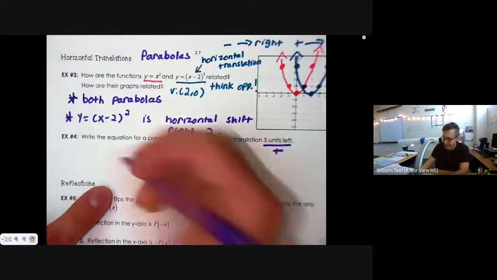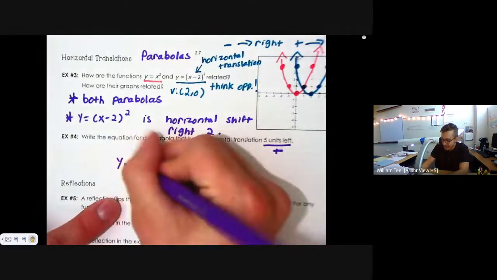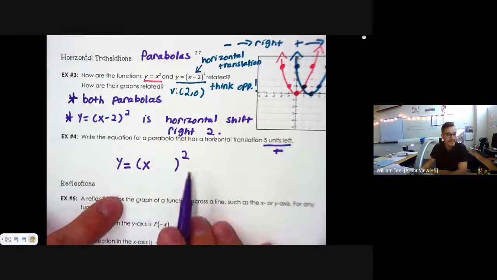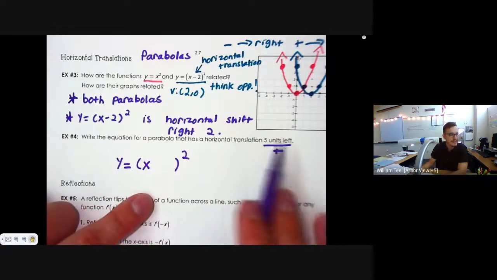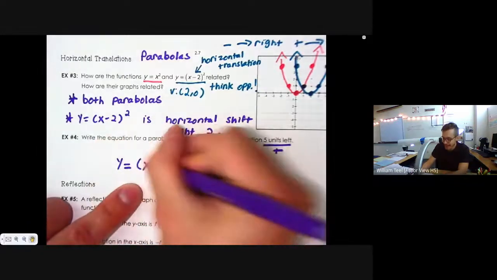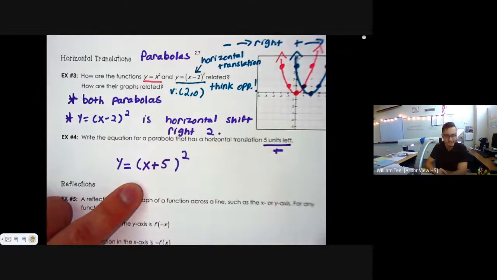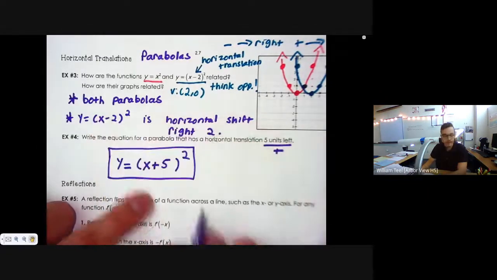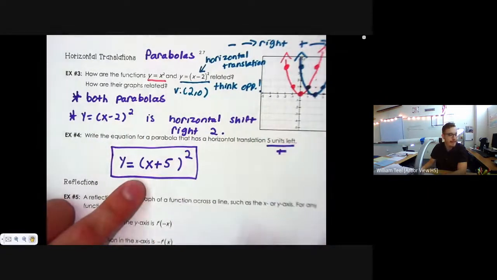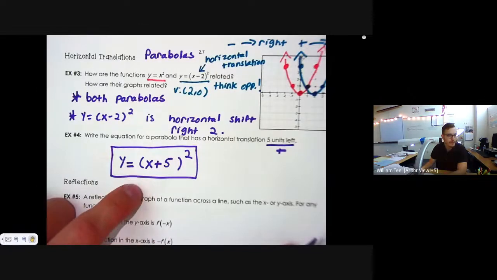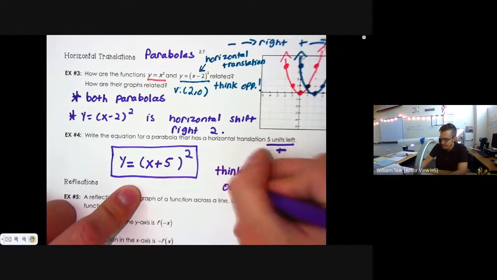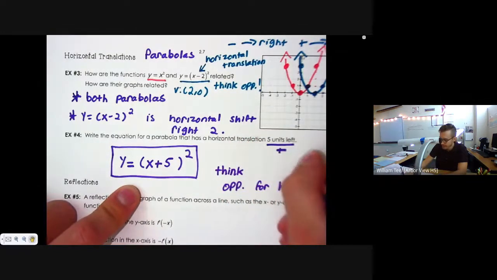So all we're going to say is y equals (x + 5) squared, and I'm going to leave some space here. This is the form that it's going to follow. Since I'm shifting to the left 5, I am doing plus 5 inside of the parentheses. And this is going to be the equation for a parabola that is shifted to the left 5. Always think opposite when we're looking inside parentheses. I'm going to say think opposite for horizontal.